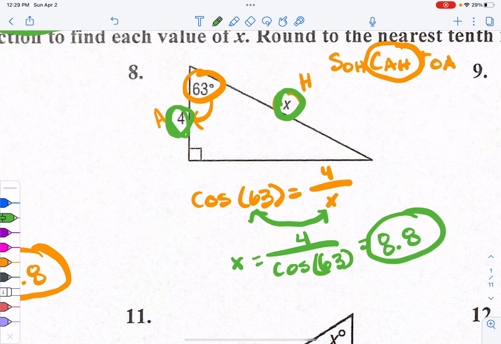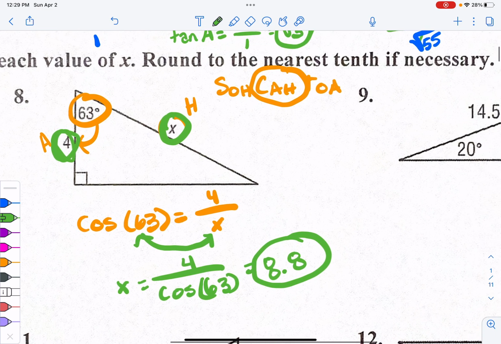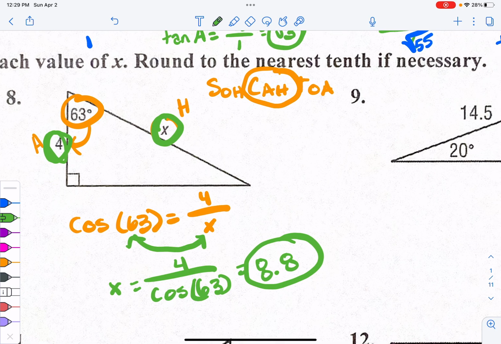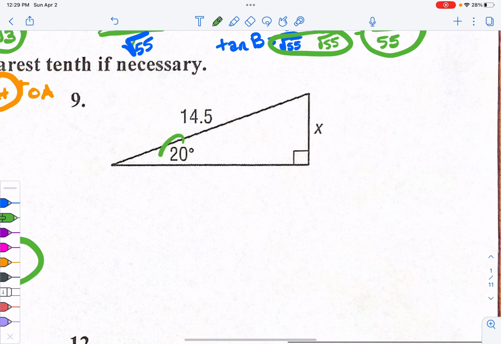Okay, now 8.8, this was the hypotenuse, right? And 4 was one of my other sides. So I know that the hypotenuse has to be the biggest side. And 8.8, that sounds about right because it's obviously bigger than 4. So there you go.